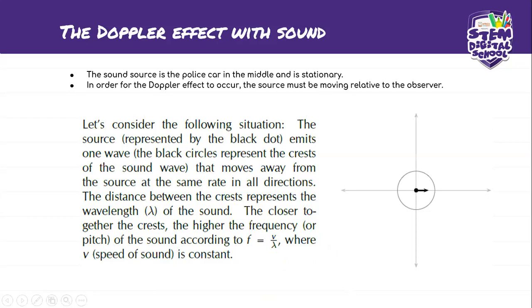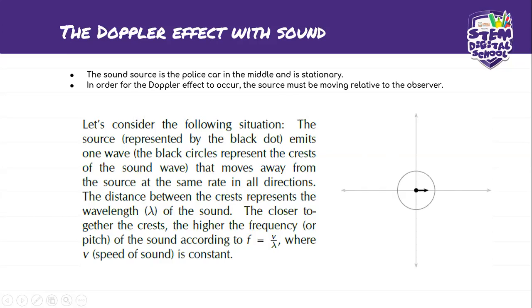Okay, so now let's consider the following situation where the source is represented by the black spot right here, as you can see it, and the observer will be here. The source emits one wave that moves away from it. The crest represents the wavelength of the sound. So the closer together the crests, the higher the frequency. If the sound is going to move that way, you're going to see that the crests are going to become closer to each other, which means that the pitch is getting higher. But as they widen up, when the person moves away, it means that the sound is getting softer.